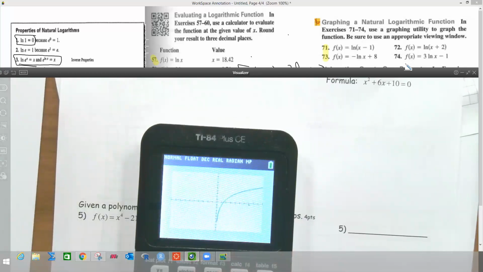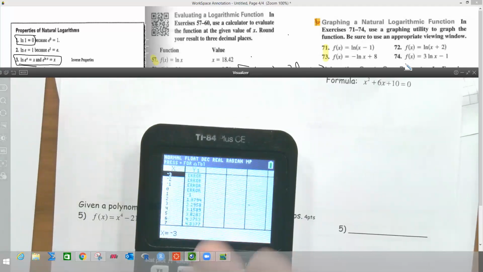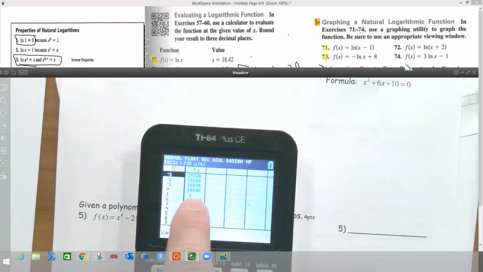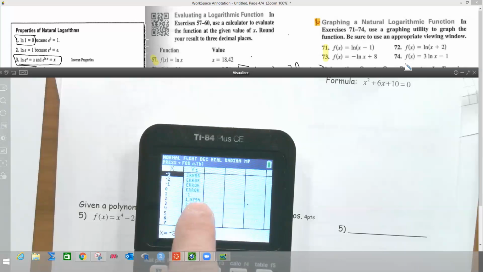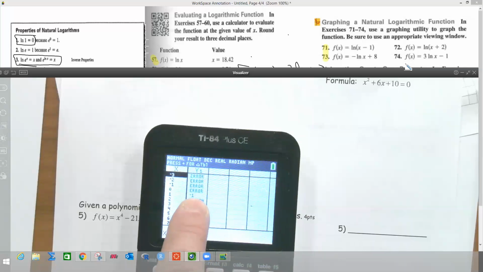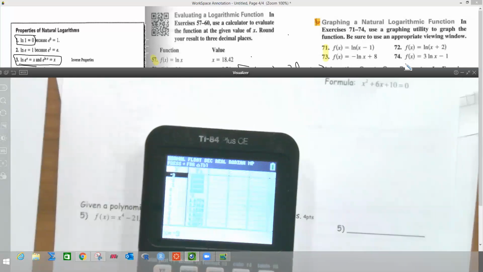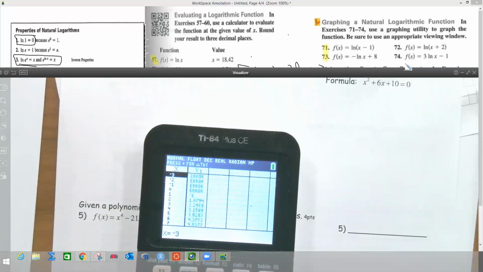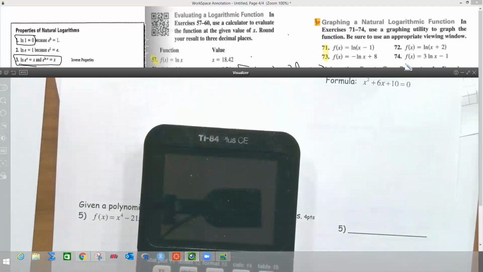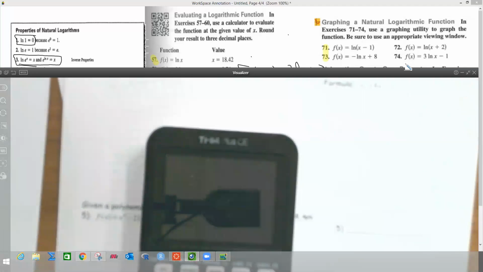And again, if you want the table, you hit second graph, and there's your table. And if you look, 0 is the first value that doesn't work. So your domain would be 0 to infinity there. Okay, so that's how you graph the natural log graphs. Okay, we're going to go on with the last problems.